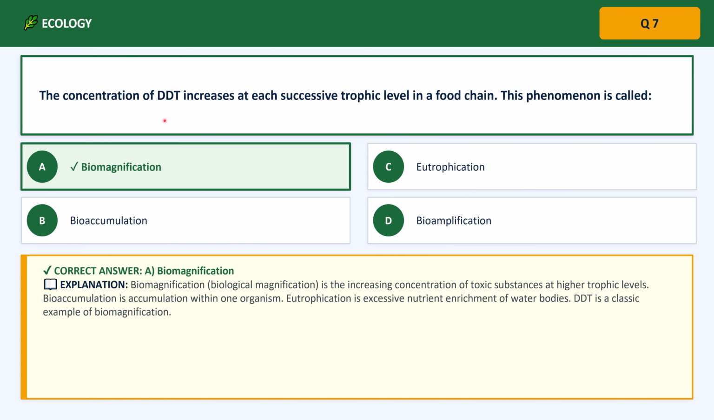Question 7. The concentration of DDT increases at each successive trophic level in a food chain. This phenomenon is called, option A, biomagnification. Explanation: biomagnification, biological magnification, is the increasing concentration of toxic substances at higher trophic levels. Bioaccumulation is accumulation within one organism. Eutrophication is excessive nutrient enrichment of water bodies. DDT is a classic example of biomagnification.